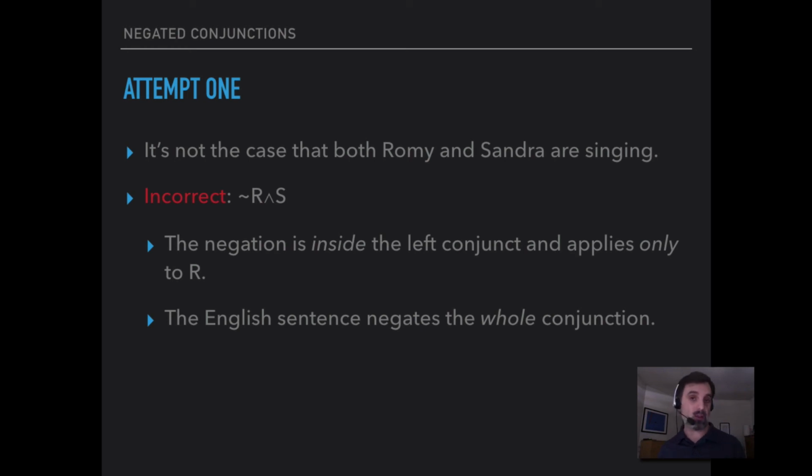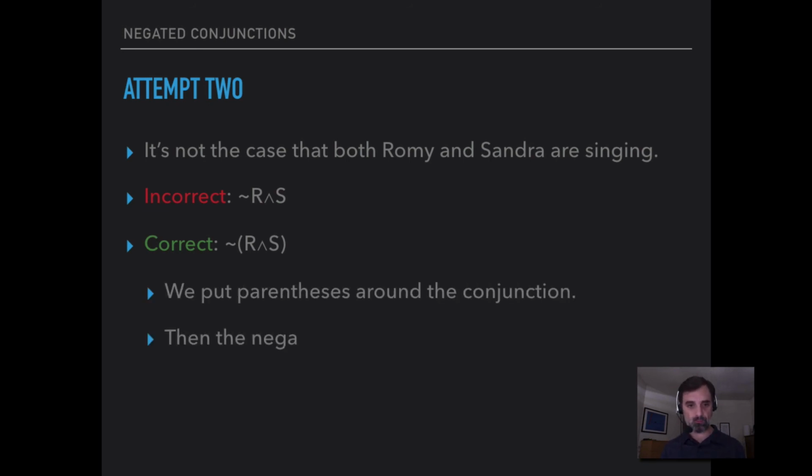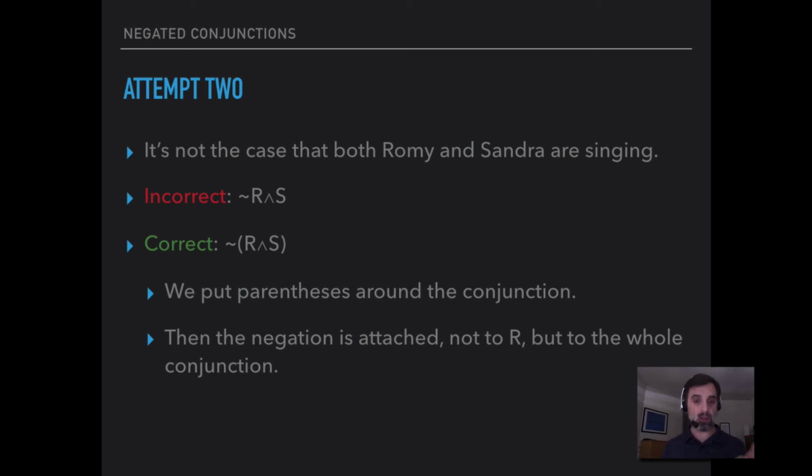So how do we make the negation attached to the whole conjunction? We don't want it to attach to the left conjunct. We don't want it to attach to both conjuncts. We want it to attach to the conjunction, the whole thing. We use parentheses. We put parentheses around the conjunction and then put on the negation. And then the negation attaches not to R, and we don't negate each of the conjuncts. The negation is now attached to the whole conjunction. So parentheses are punctuation. They make a little unit, and then we can attach negations to them.